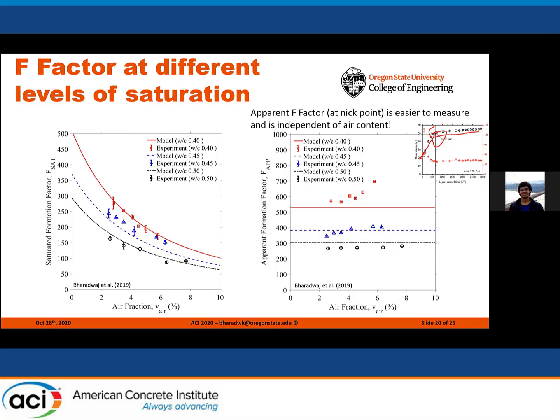Measurement at nick point has several other advantages as well. The first one is obviously it's independent of air. The second one is, by not saturating the concrete completely and only saturating the matrix, the measured properties are a better measure of the matrix in the system. The formation factor at nick point can also be measured quite quickly, as you just need to immerse it in a bucket of water and you don't need to wait for complete saturation.